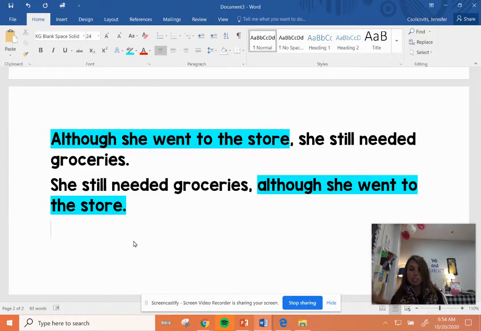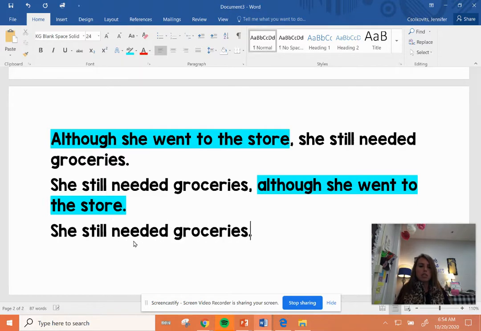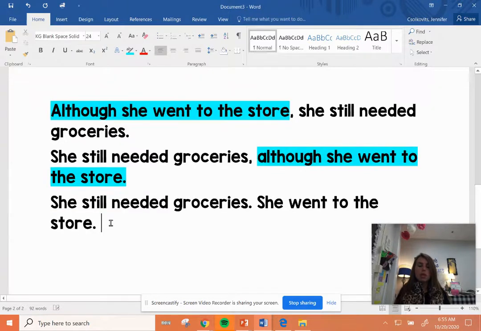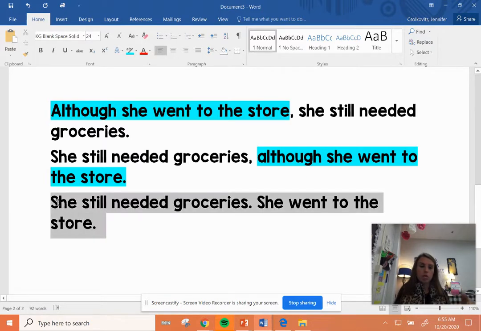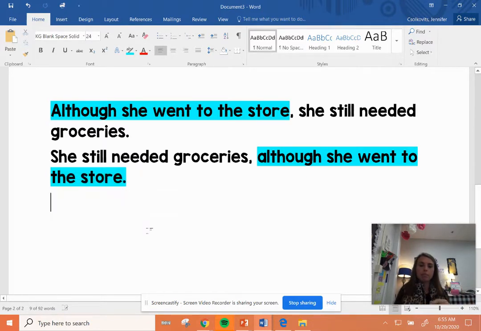It helps transition thoughts. The whole reason, too, that we use independent and dependent clauses is to make our sentences more interesting. So instead of saying, she still needed groceries, she went to the store, I'm trying to make them more interesting by providing a dependent with an independent clause. This is sentence variety, friends. And sentence variety is the one thing that will change the game of your writing. And we are going to look at that today in terms of your snapshots, trying to add them together.